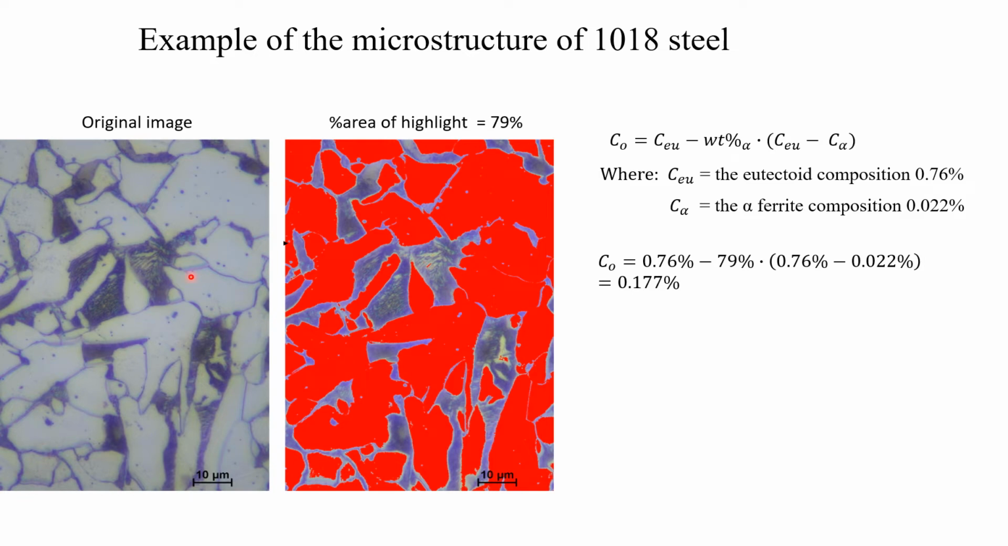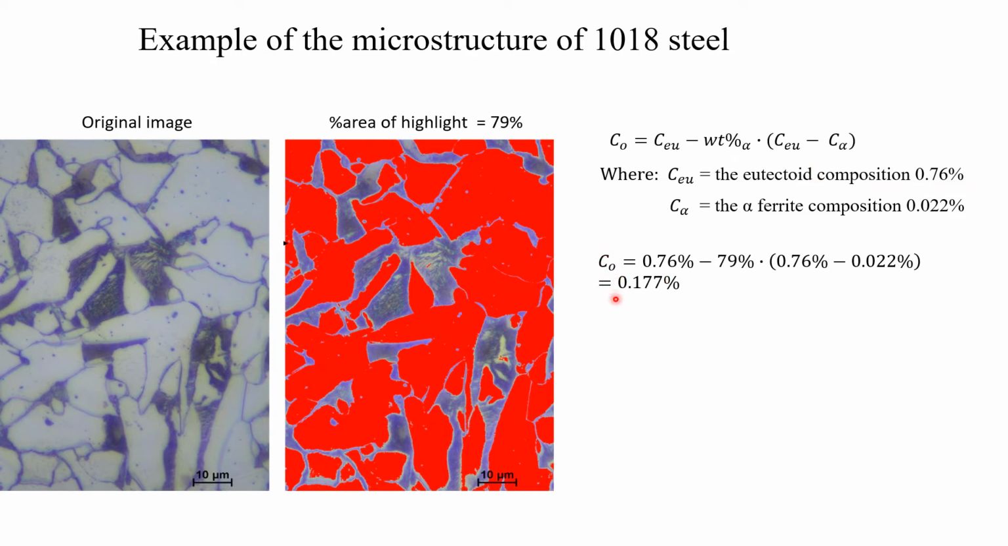Okay, then I use the image software to measure the region of alpha phase, which is the region highlighted here. I get the percentage of area of the highlight as 79%, which is the percentage area of alpha phase. So I just use this value in this equation here, and also plug in these two constants into this equation.